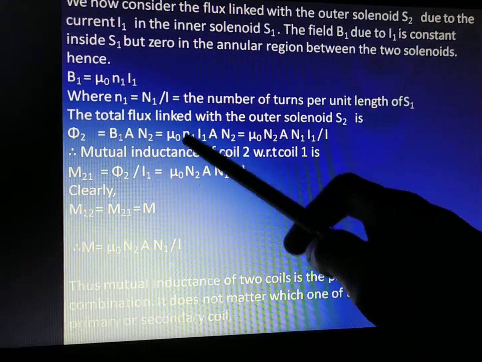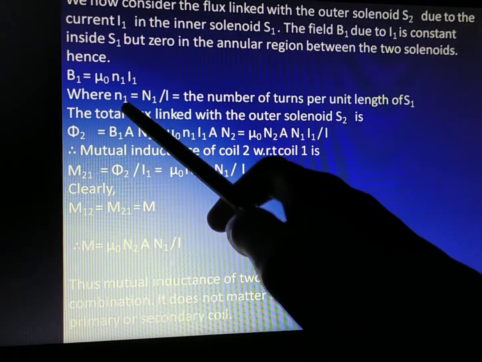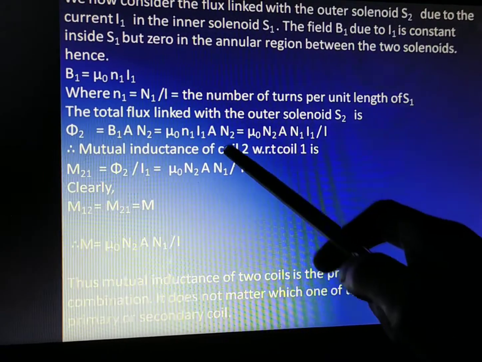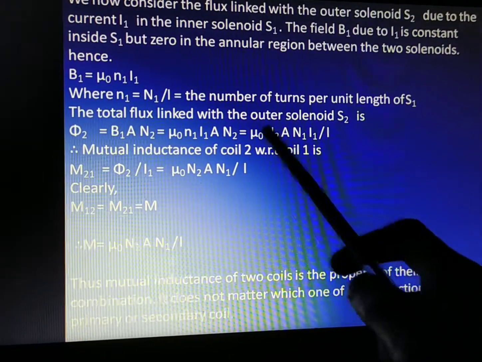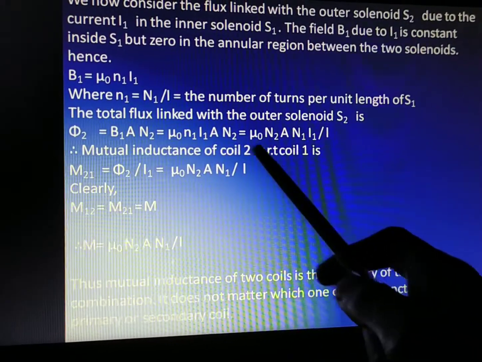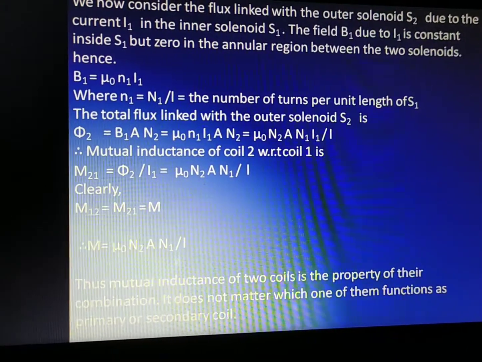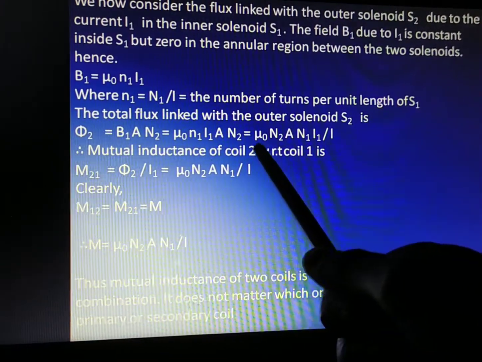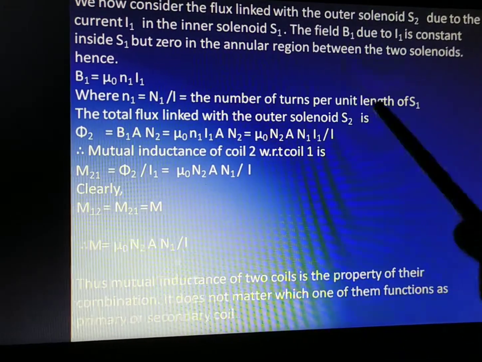Okay, and after simplifying, what do we get? First of all we put the value of n1 in this equation. What is n1? As you can see from here, small n1 is capital N1 divided by L, and you already know what the respective terms mean. Now we can simplify all these things, putting the value of small n1 in this equation. What do we get? We get the value of total magnetic flux linked with the outer solenoid S2 as mu naught N2 A N1 I1 divided by L.